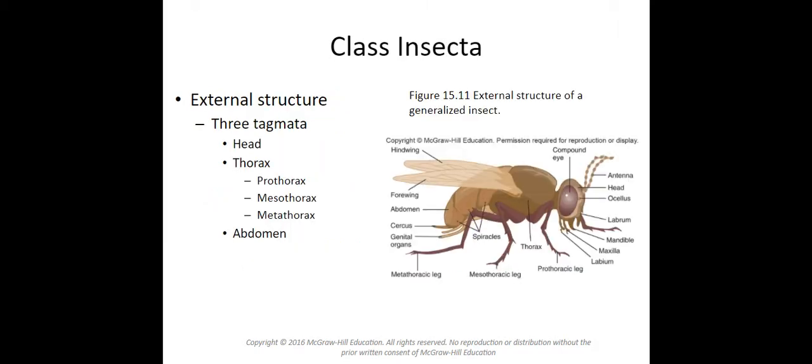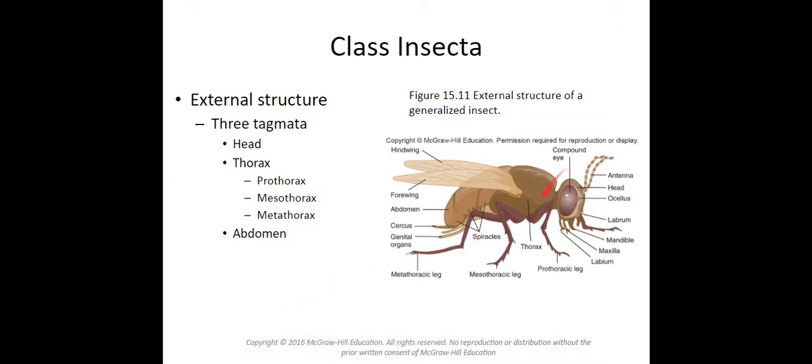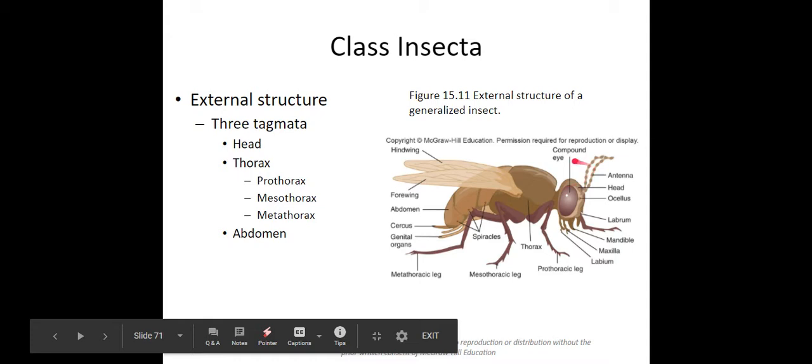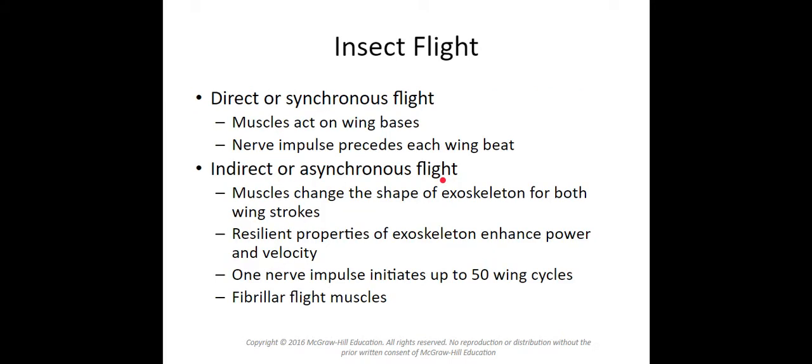So class Insecta has those 3 tagmata. It has the head, the thorax, and the abdomen. The thorax is broken into 3 sections: the prothorax, right here in the beginning, the mesothorax in the middle, and the metathorax in the end, and then the abdomen. Insects can fly, not all of them do, but can fly. And there's 2 ways that they fly.